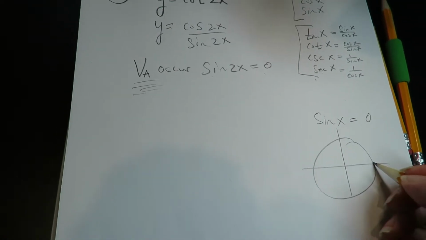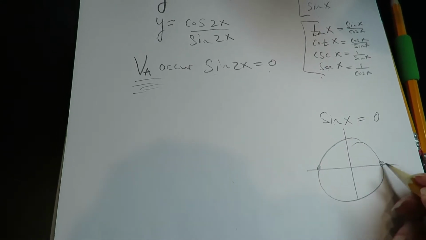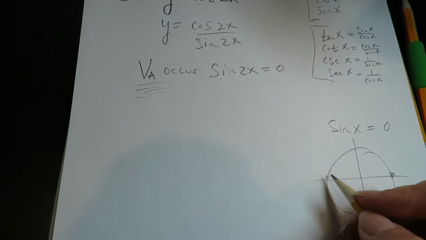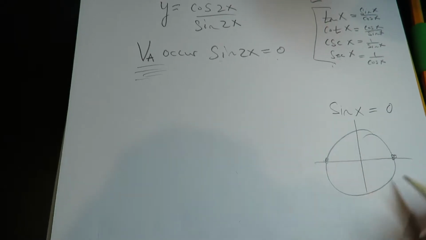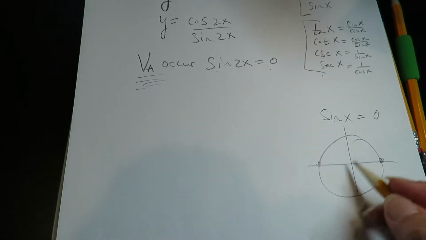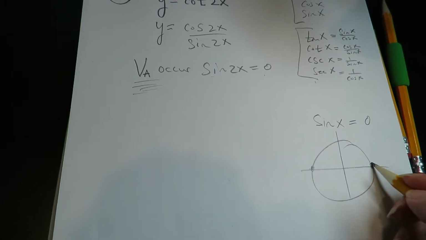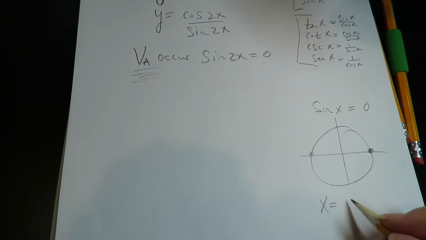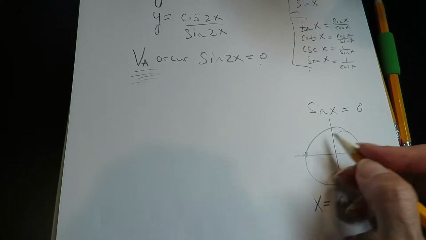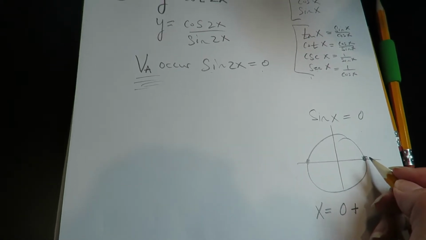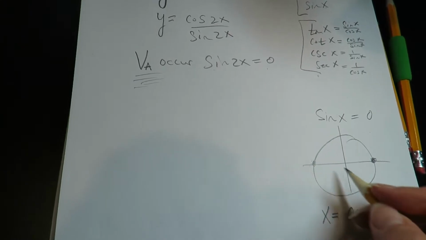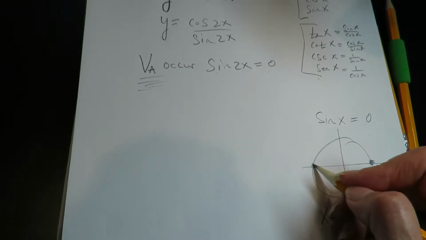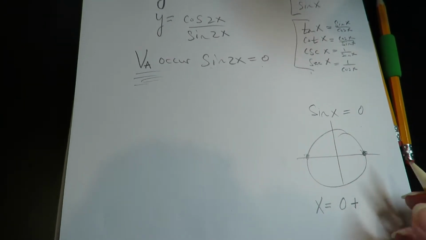On the unit circle, the sine of x is going to equal 0 at 0 radians and pi radians. And if you go back through the lecture on discontinuities, you'll see I go over the unit circle. So the first vertical asymptote will occur at 0, and then all the coterminal angles. The next one will occur at pi, the next at 2 pi, then 3 pi, 4 pi, 5 pi, 6 pi, and on and on.